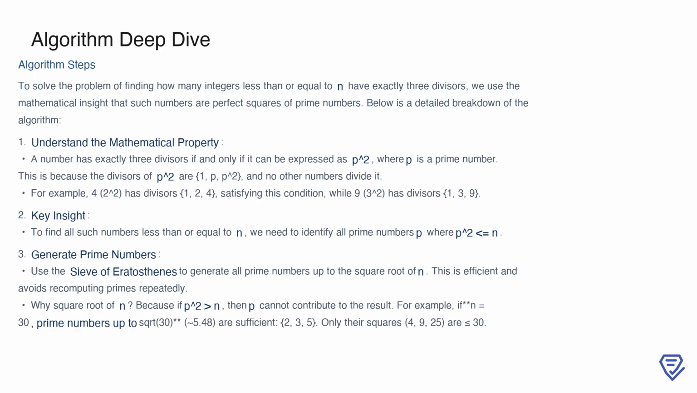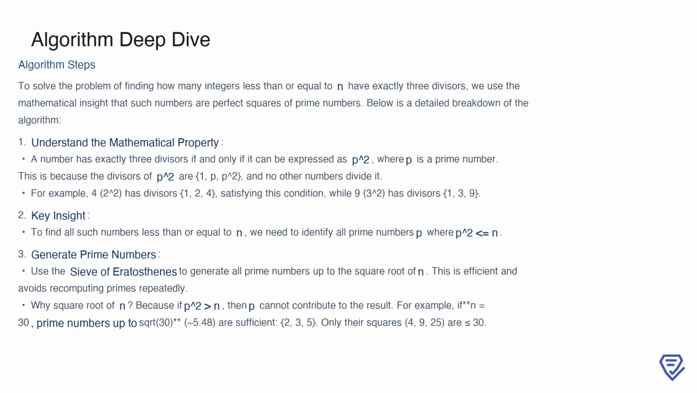To solve the problem of finding how many integers less than or equal to n have exactly 3 divisors, we start by understanding the mathematical property behind such numbers. A number has exactly 3 divisors if and only if it can be expressed as p squared, where p is a prime number. This is because the divisors of p squared are precisely 1, p, and p squared, with no additional divisors. For example, 4, which is 2 squared, has the divisors 1, 2, 4, while 9, which is 3 squared, has the divisors 1, 3, 9.